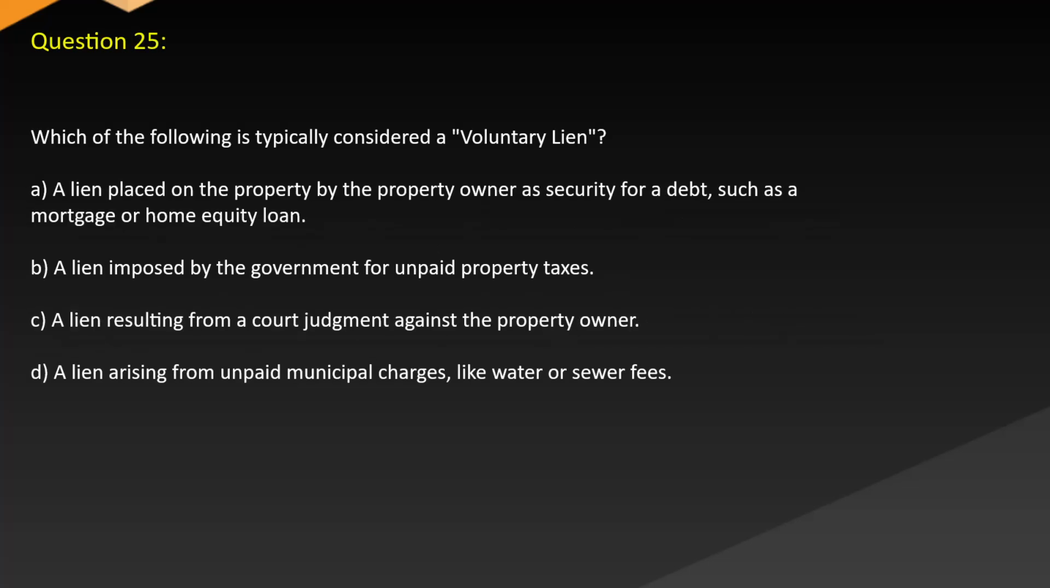Question 25. Which of the following is typically considered a voluntary lien? A. A lien placed on the property by the property owner as security for a debt, such as a mortgage or home equity loan. B. A lien imposed by the government for unpaid property taxes. C. A lien resulting from a court judgment against the property owner. D. A lien arising from unpaid municipal charges like water or sewer fees.